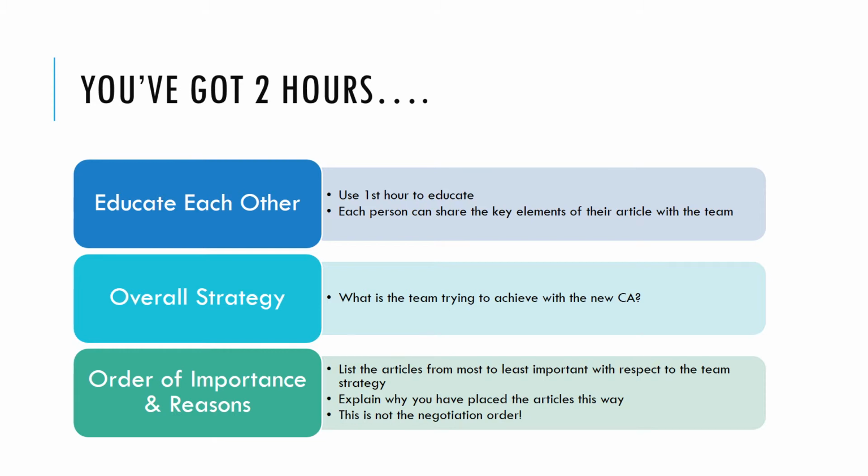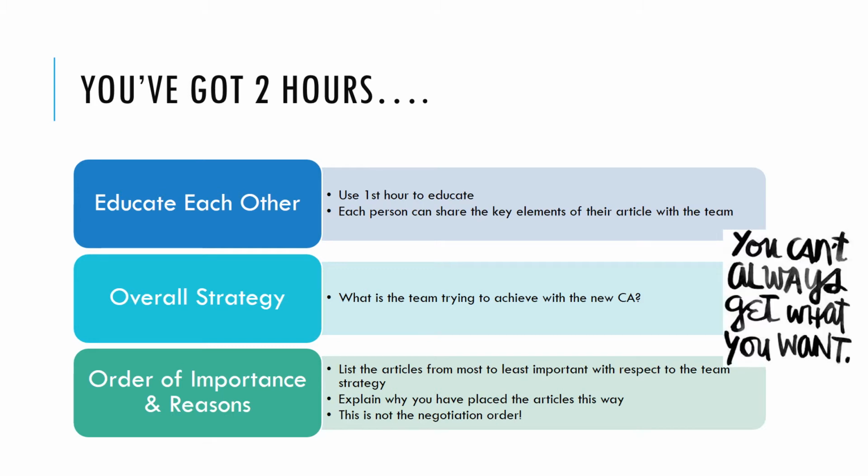In the second hour, now you're going to start working on the assignment. And the first part of the assignment is that the team has to come up with an overall strategy. Once you've made the changes to this collective agreement, how is it going to impact? What's the overall goal that you've got? And one thing I want you to really remember when you're doing this is that you can't always get everything that you want. So you have to decide what it is that's important.